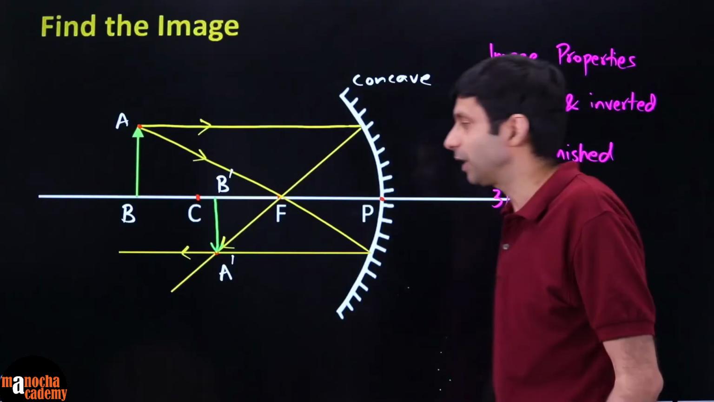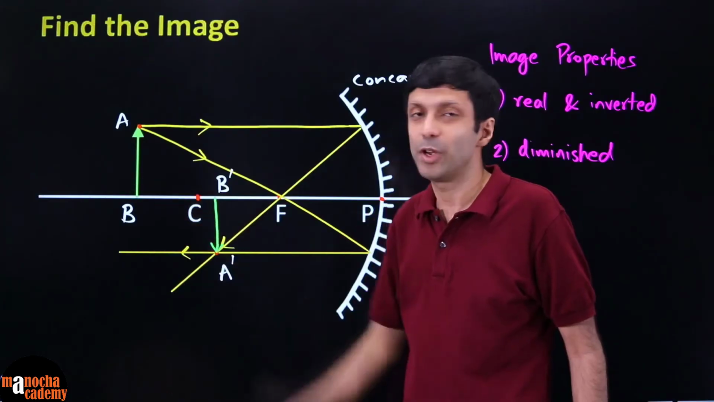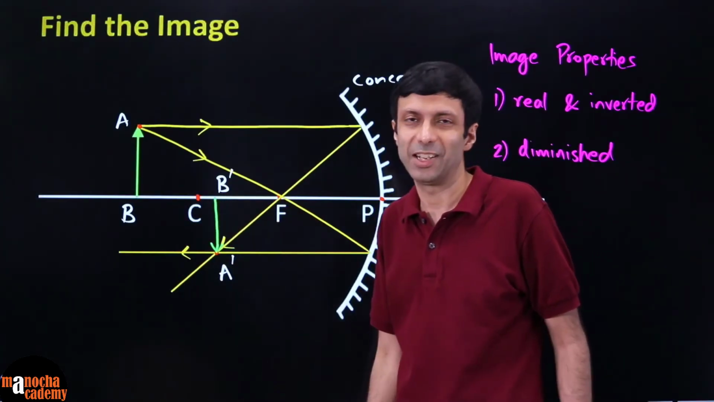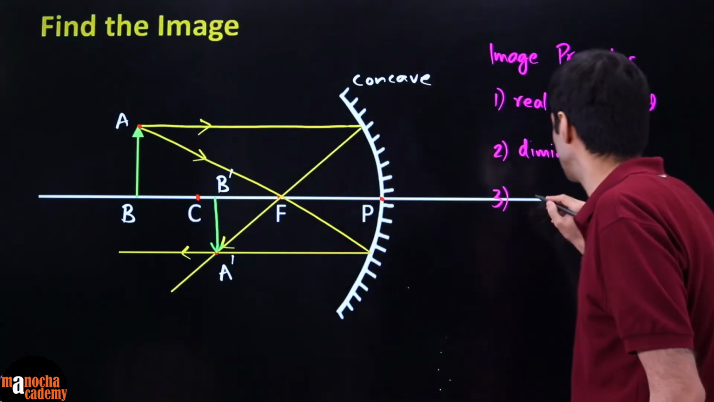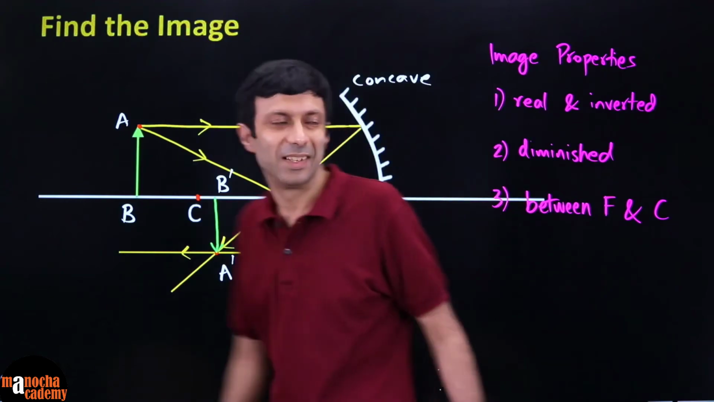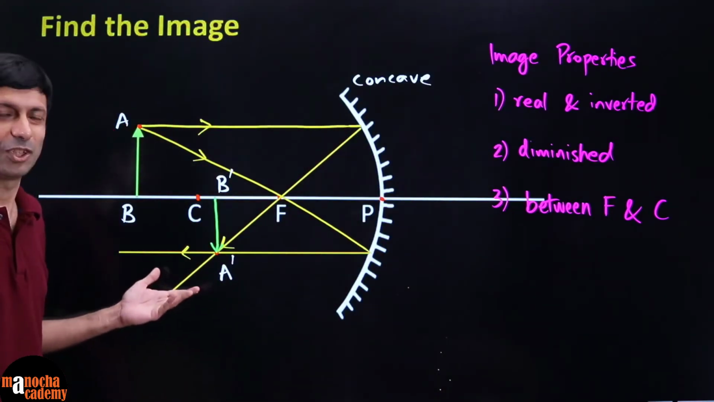And the final property is, what is the position of the image? When the object is kept beyond the center of curvature, you can see the image is formed between focus and center of curvature. So we can say it is formed between focus and the center of curvature. That's where we can see the image is produced.